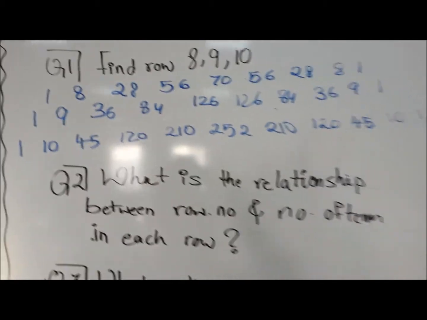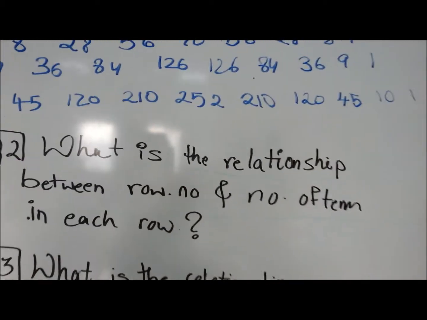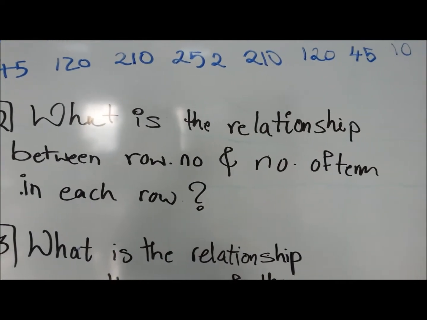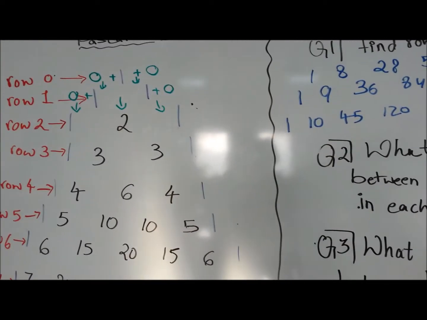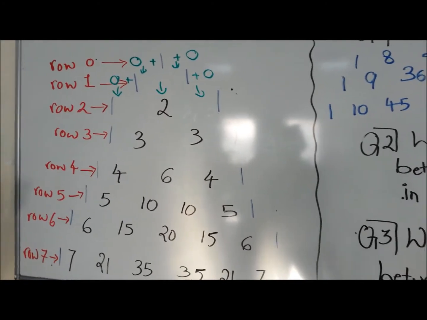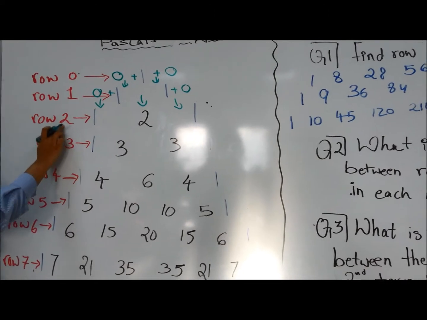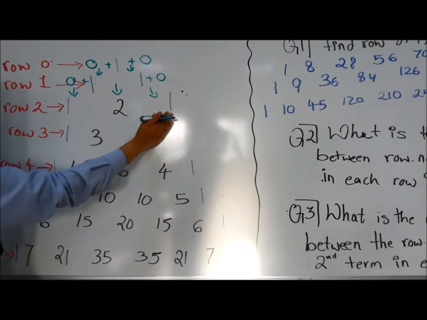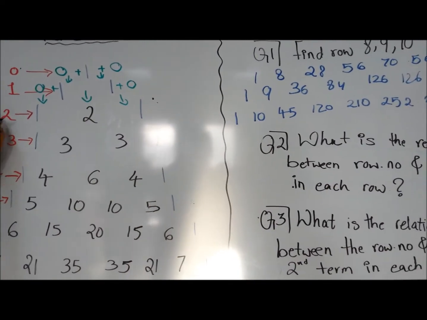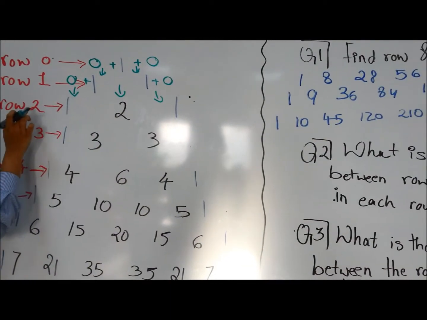And we're done. The second question says, what's the relationship between the row number and the number of terms in each row? So here, as I explained before, the relationship is n plus 1. So if the row number is 2, we just add 1 to this number and we'll have the number of terms. So 2 plus 1, it's 1, 2, 3 terms in row 2.